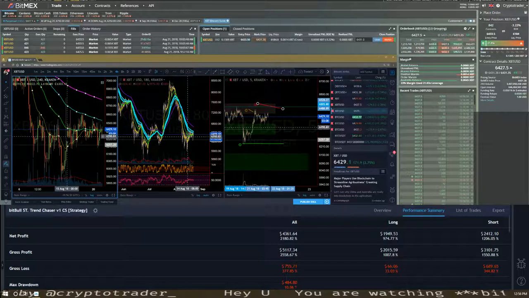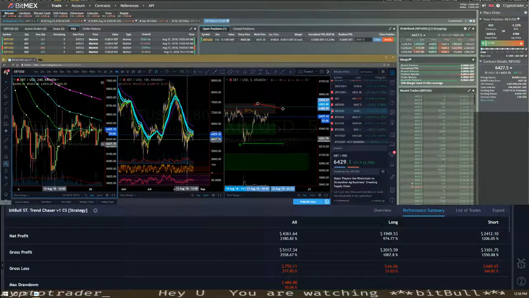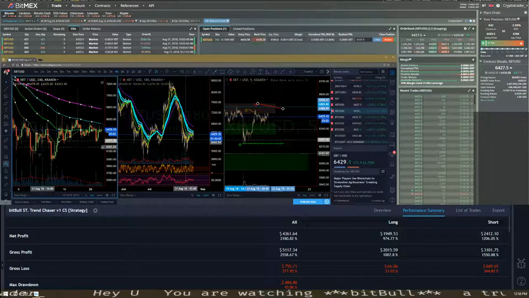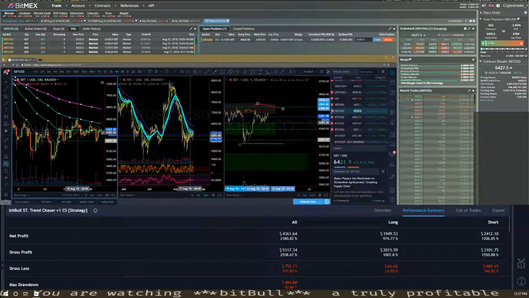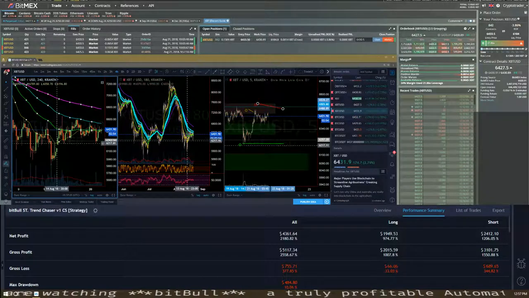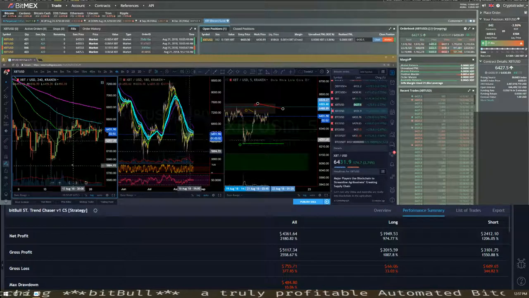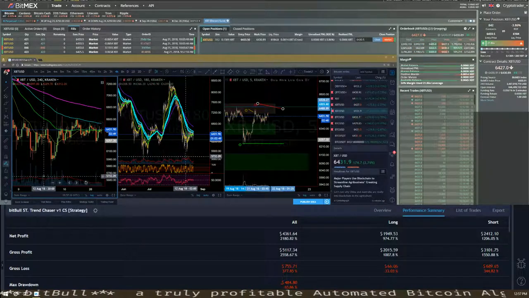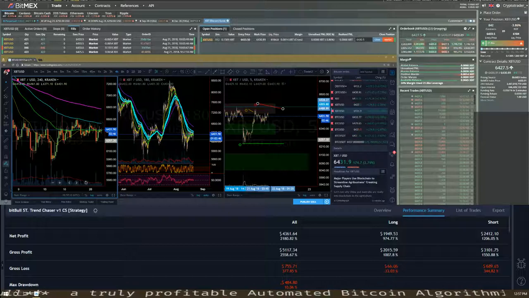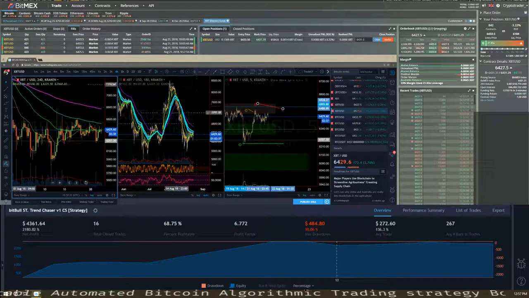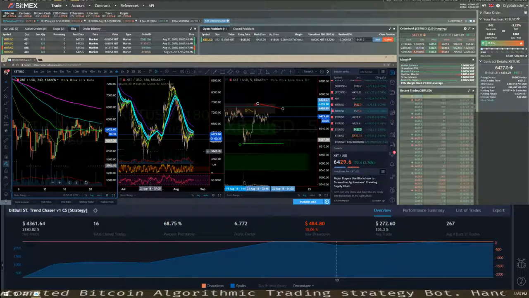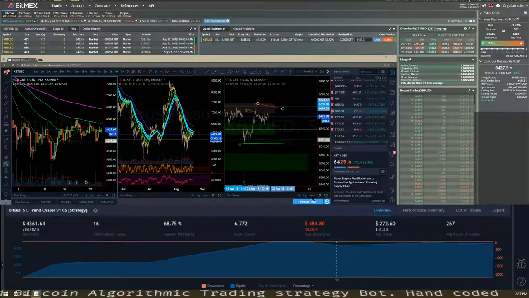Hard to say when we start reversing, what it looks like. It looks like if we reverse, we're looking for pullbacks from our trade chase.